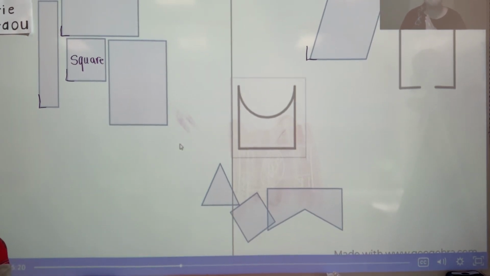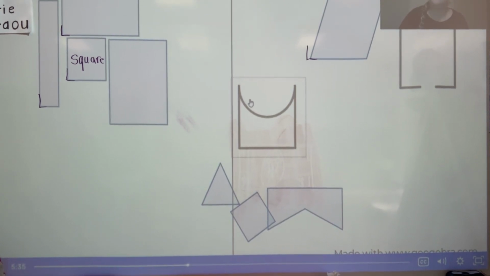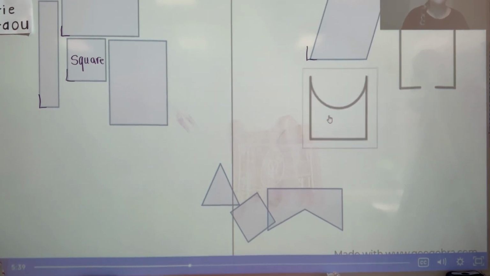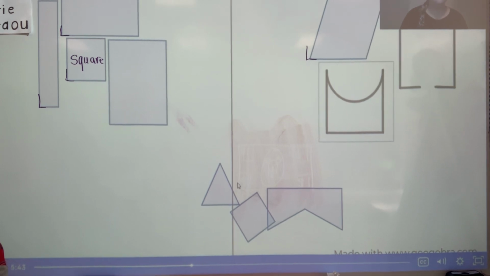Mute your mic. I heard a friend say, it does not have 4 sides. It has a curved line. And in order to be a rectangle, it has to have 4 straight lines and 4 sides. So let's put it over here with the other shapes that are not rectangles.